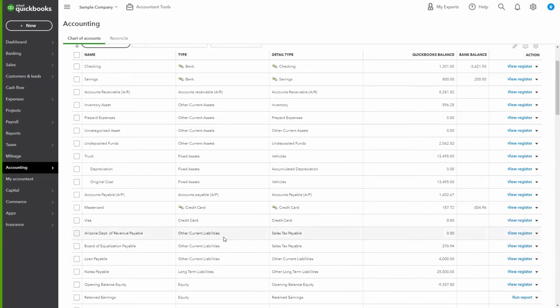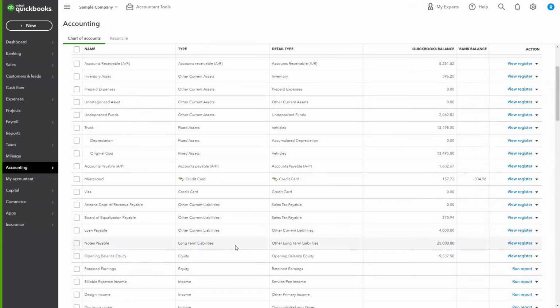Next, we have our current liabilities. These are going to be liabilities or something that you owe that are due within a year. So long-term liabilities are liabilities that you owe that it's going to take over a year to pay for them. So vehicle loans, building loans, mortgages, things along that line.